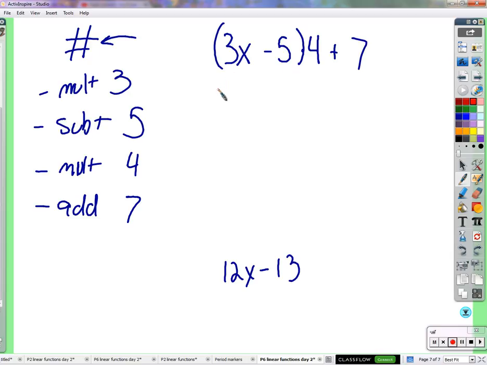But Ariel, what were you saying? Multiply the 4 and the 3. And the 4 and the 5. And that equals 12x, negative 20, minus 20 plus 7. It's negative 20 plus 7? That's negative 13. So 12x minus 13, that's where that comes from. What's this called? Distributive. The distributive property.